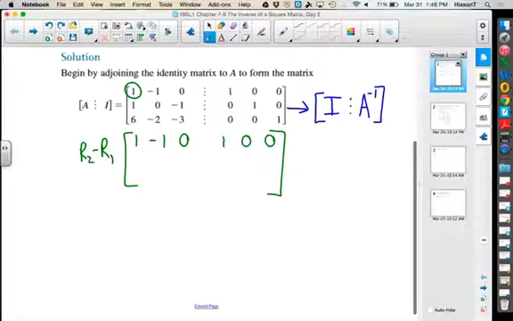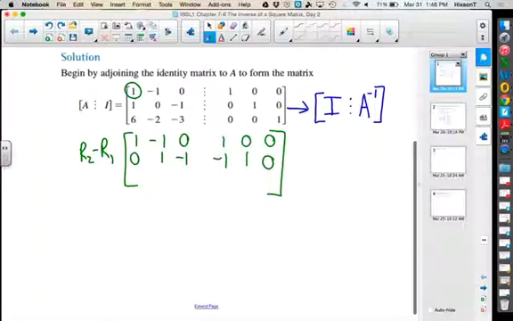And when we do row 2 minus row 1, 1 minus 1 is 0. 0 minus a negative 1 is positive 1. Negative 1 minus 0 is negative 1. 0 minus 1 is negative 1. 1 minus 0 is 1. 0 minus 0 is 0. Okay? So same process, you just have a couple more columns that you have to deal with.